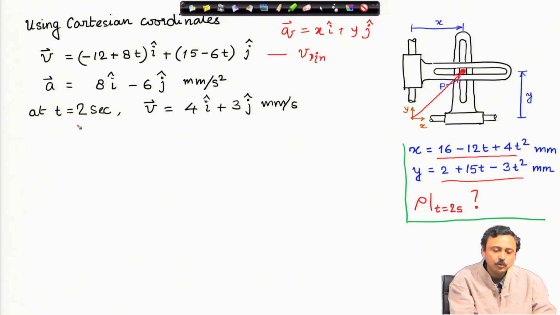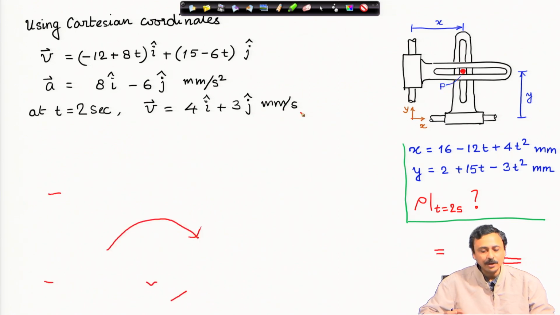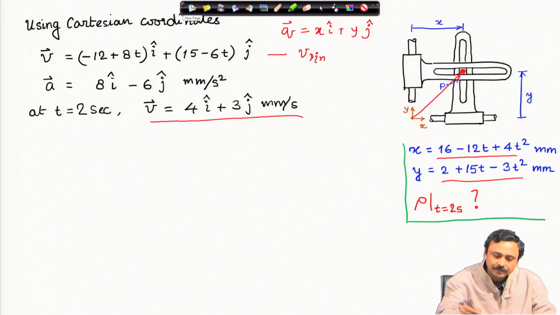Therefore, at time t equal to 2 seconds, I can just plug in the value 2 seconds in the expression of the velocity vector and find the velocity vector, which is 4 i cap plus 3 j cap millimeter per second. Now, this is the direction of e t, remember. So, e t is along this velocity direction, but it is a unit vector, so we have to find this unit vector.